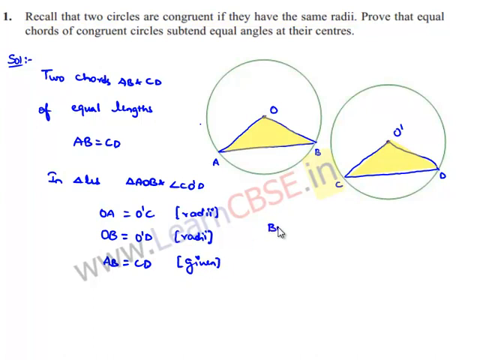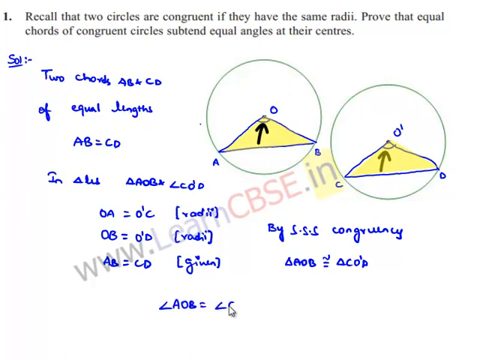Now by S.S.S property of congruency we can say both the triangles are congruent. That is, triangle AOB is congruent to triangle CO dash D. When two triangles are congruent, then their corresponding angles are equal. Therefore, angle AOB is equal to angle CO dash D. Therefore, equal chords of congruent circles subtend equal angles at their centers. That is proved.